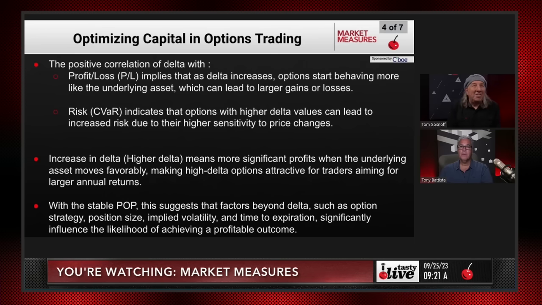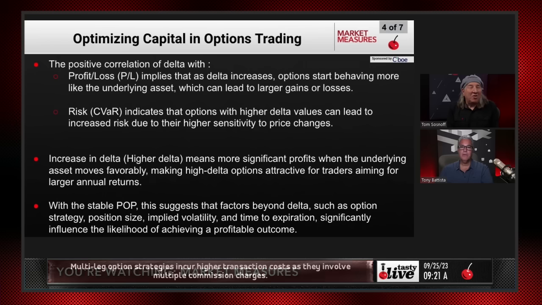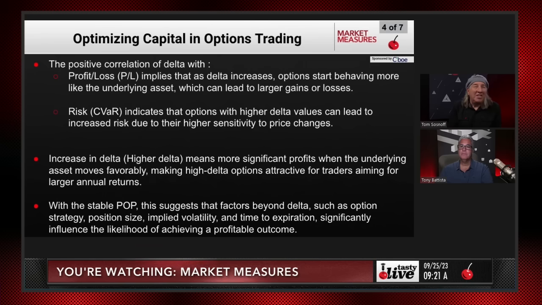So the positive correlation of delta with P&L implies that as delta increases, options start behaving more like the underlying asset, which can lead to larger gains or losses. Risk, CVAR, indicates that options with higher delta values can lead to increased risk due to their higher sensitivity to price change. So an increase in delta means more significant profits when the underlying assets move favorably, making high delta options attractive for traders aiming for large annual returns. You want to give yourself a little directional bent if you're aiming for a large annual return.